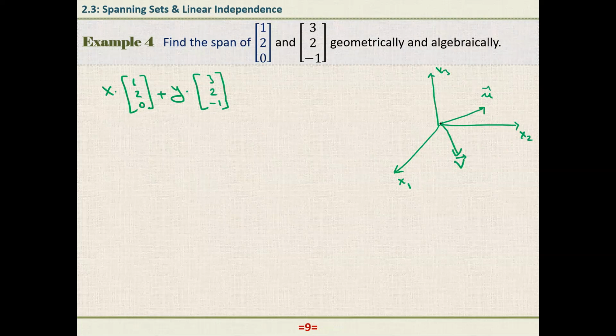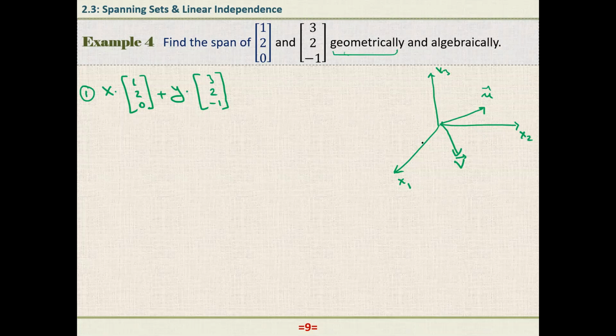Okay. So the question is, what do we actually get by a linear combination of these vectors? If you get all the linear combinations of these vectors, what do we get here? Geometrically, we get a plane that passes through the origin, right? We get a plane. That's the answer to the first part of the question. What is the geometric description of the span of these two vectors? It is just a plane which passes through the origin, right?